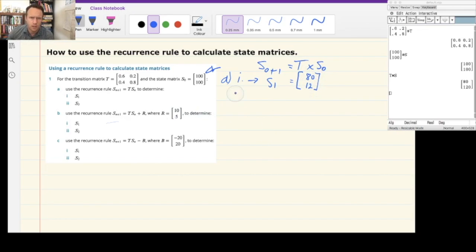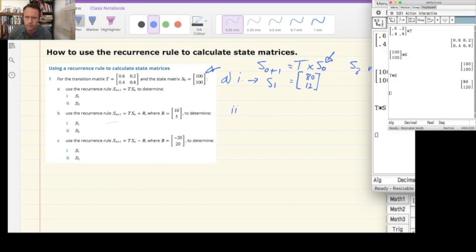Okay. The next one, part 2, asks for S3. Now, that means if we want S3, you can see that to get S1, we needed S0, the previous state. So to get S3, we will need S2, right, which means we've got to continue through this process. Now that's not too hard on the CAS, we've already got this here. We're going to use transition times our answer, so that's S1. I'm going to press answer and hit that.